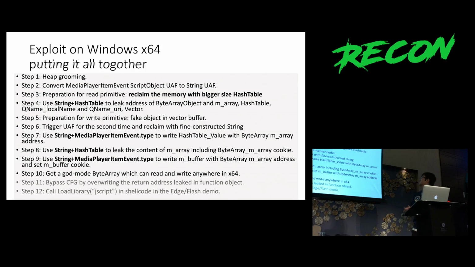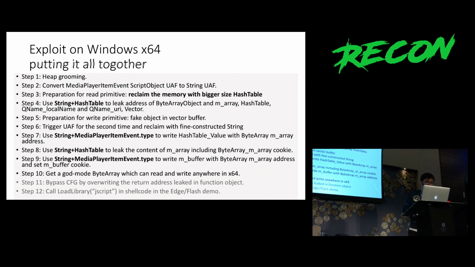So the whole process is a little bit complicated. Let's summarize. Firstly, we do heap grooming. Second step, we convert the script object use after free to string use after free, and then we reclaim the memory with a bigger size HashTable. And step 4, we use string and HashTable to leak the addresses of the array, QName, and vector, all of the objects we need. And we fix the object in the vector buffer.